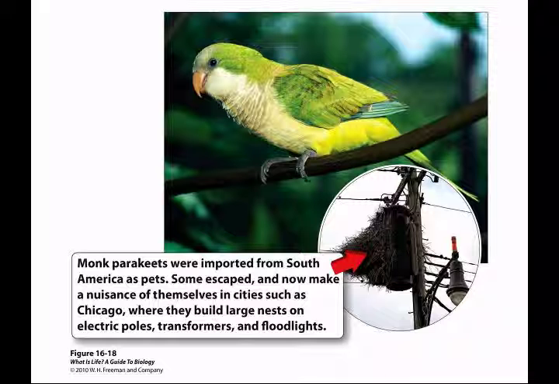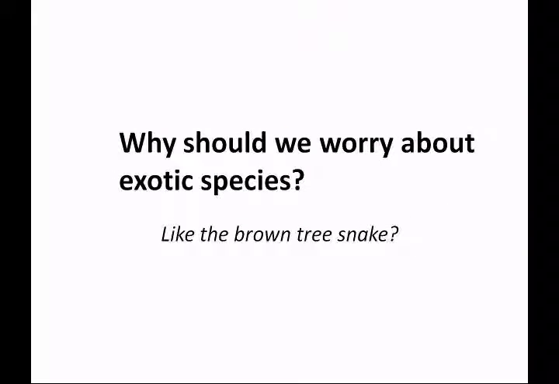And as they build these giant nests on the electric poles, on transformers, on floodlights, we're starting to see fires and mass power outages and all kinds of problems because of something that was never meant to be a species that lived there, but just happened to have survived there kind of by chance.